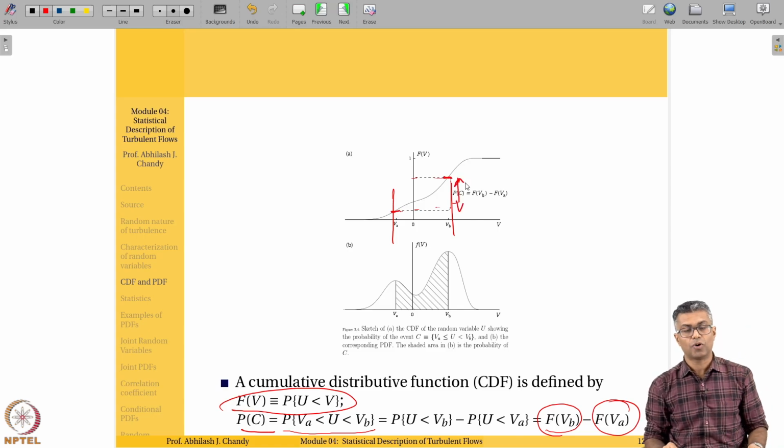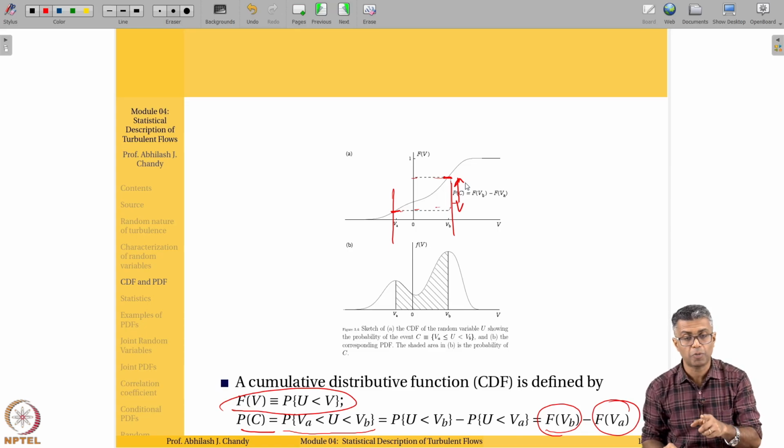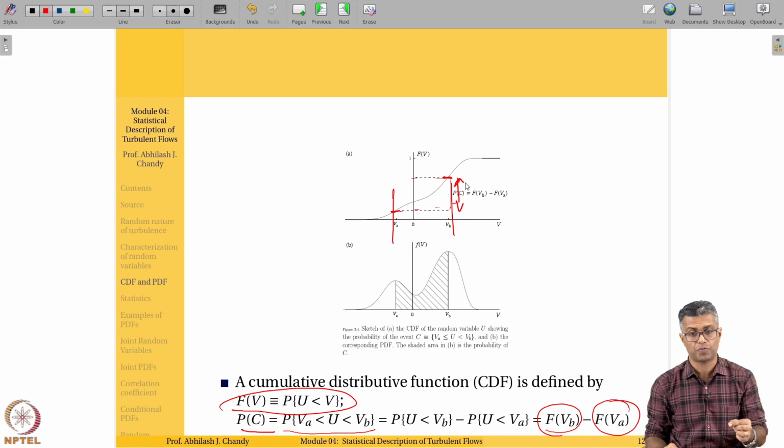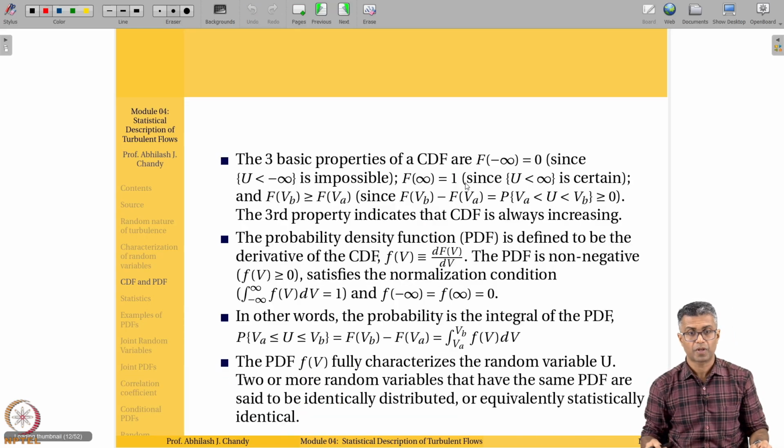That is your probability that the value stays between VA and VB. Now, if you look at the CDF, it is always going to be an increasing function, and we'll describe that as well. What is shown here in the second figure, figure B, is the probability distribution function, not the cumulative distribution function, which we'll also describe. For now, just consider that it is the derivative of the function above. The probability distribution function, PDF, is the derivative of the CDF.